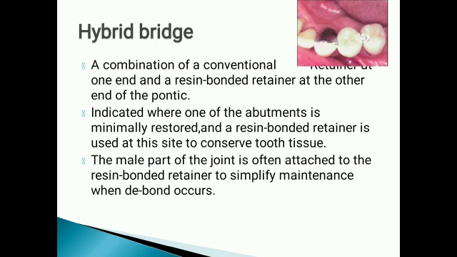Hybrid bridge is a combination of a conventional retainer on one end and a resin bonded retainer on the other end of the pontic. It is indicated where one of the abutments is heavily restored and a resin bonded retainer is used at the site where conservation of tooth structure is desired. The male part of the joint is often attached to the resin bonded retainer to simplify maintenance where rebonding occurs.